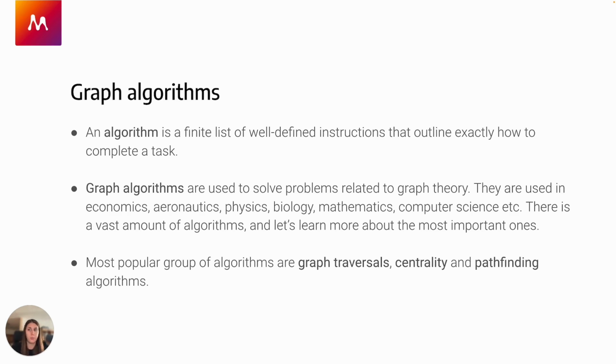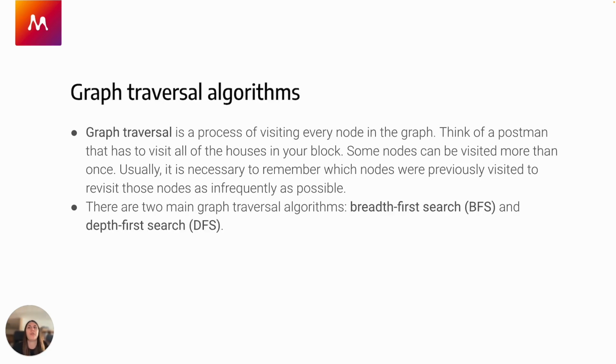There are different groups of algorithms, and maybe the most common are graph traversal, centrality, and path finding algorithms. These are probably the most used ones. So I think it makes more sense that I explain a bit about them, and you can always do a bit of research later on what else is out there. But this is something that is probably needed in some basic project of yours where you want to do some kind of graph analytics. So first, a bit about graph traversal algorithms.